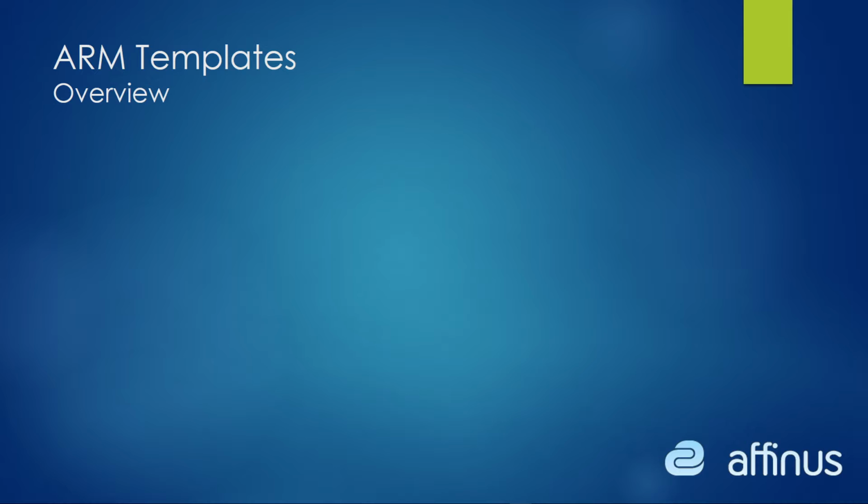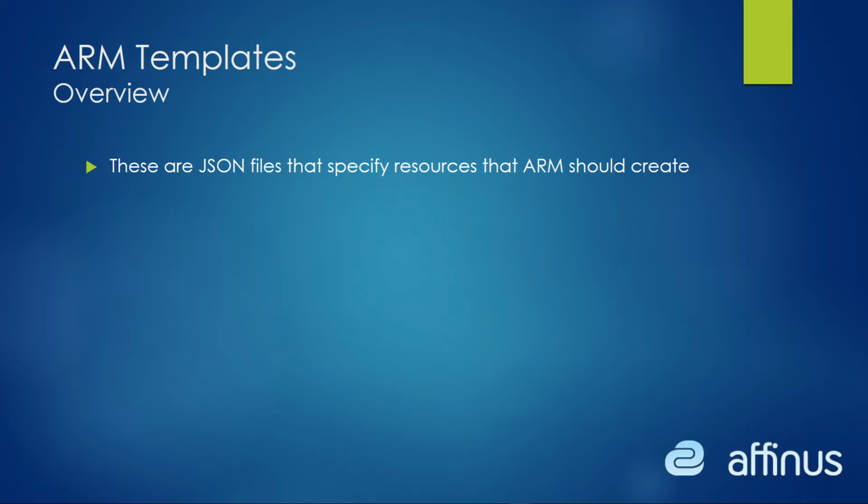Let's talk about ARM templates. As we spoke before, ARM is the engine for performing deployments in Azure, and we pass ARM a list of resources we want to create, and the way we do that is with ARM templates. So an ARM template is a JSON file that specifies the resources that we want ARM to provision for us.